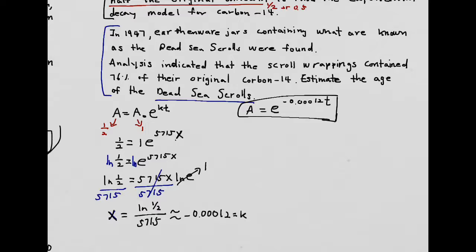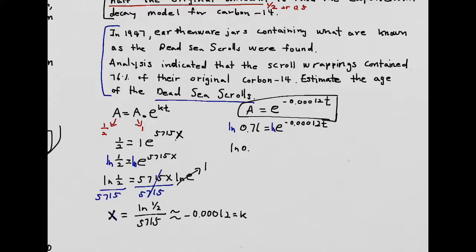And now the second part of the question says to find the age of the Dead Sea Scrolls when carbon-14 was only 76% remaining. So then your amount A becomes 76%, which as a decimal is 0.76, equals e to the negative 0.00012t. In order to solve for t, multiply both sides by the natural logarithm to bring down the exponent, right?